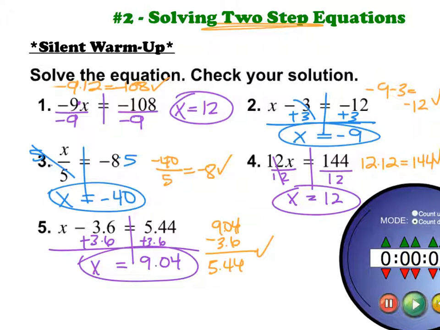So if you look at my work, number one, the answer is x equals 12. And then in orange, I checked my answer and I was correct. Number two, x equals -9. Notice I also checked my work on all of these. Number three, we had to multiply to undo that dividing, so x equaled -40. Number four was multiplying, so to undo that we used division, so x was 12. And in number five, it was the same idea, except for we had decimals. To undo the subtracting, we added, and we ended up with x equals 9.04.